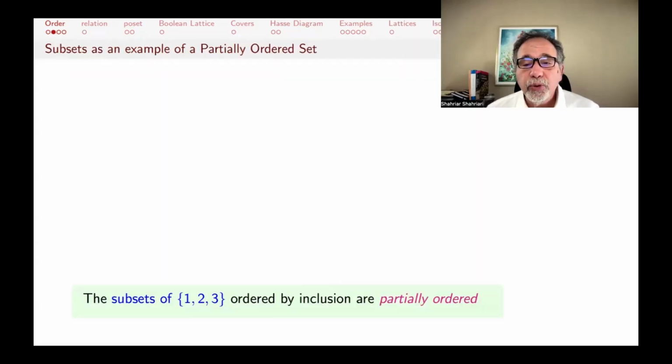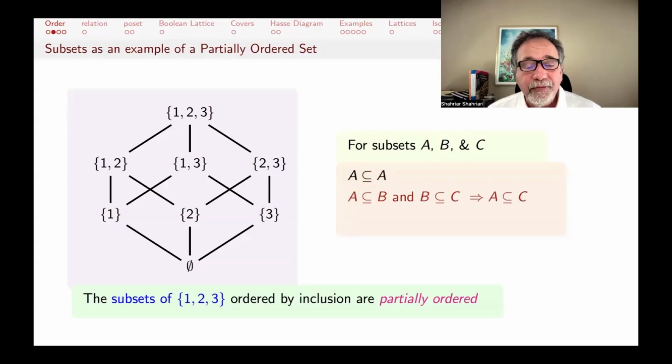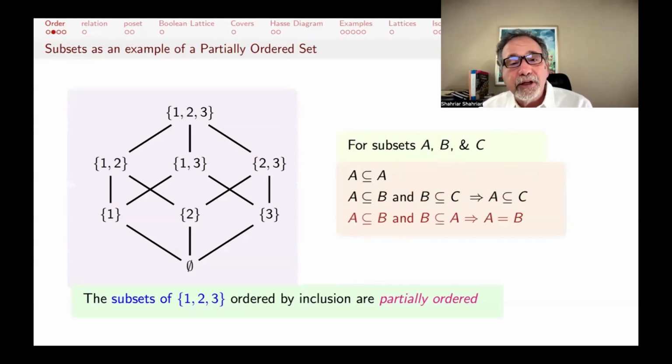The subsets of {1, 2, 3} ordered by inclusion are not totally ordered. They're an example of something we call partially ordered. Here are all the subsets of {1, 2, 3}, and I've put a line if some subset is contained in another one and their sizes differ by 1. And the properties that they have are the following. Any subset is a subset of itself. If A is a subset of B and B is a subset of C, then A is a subset of C. And if A is a subset of B and B is a subset of A, then A equals B.